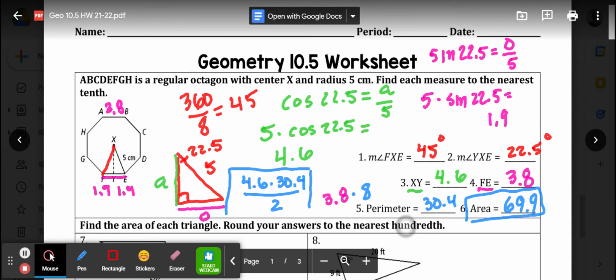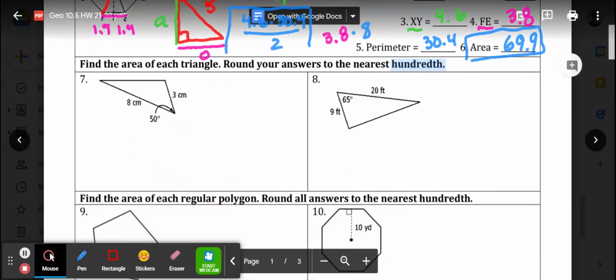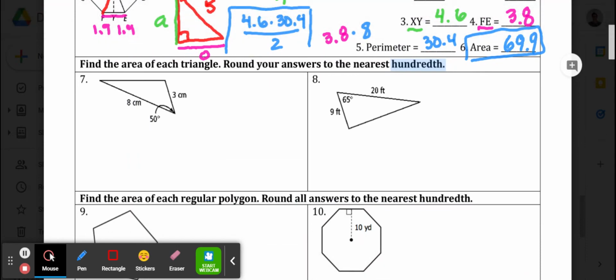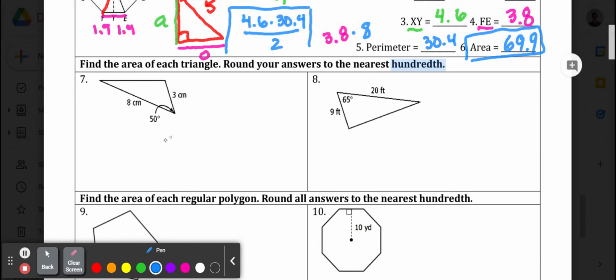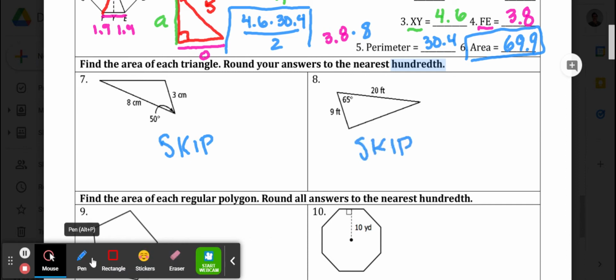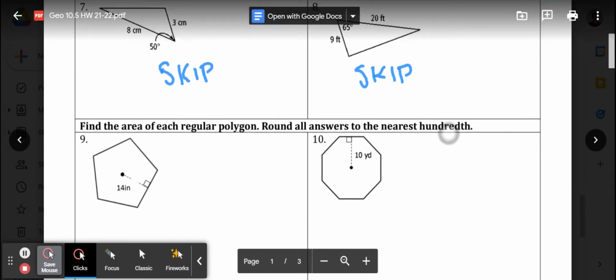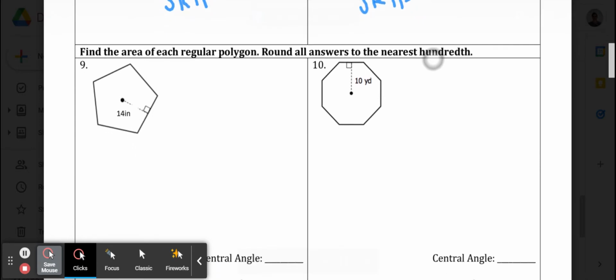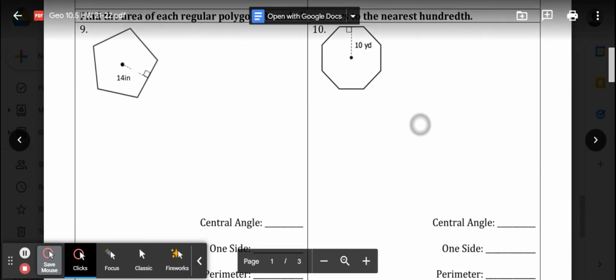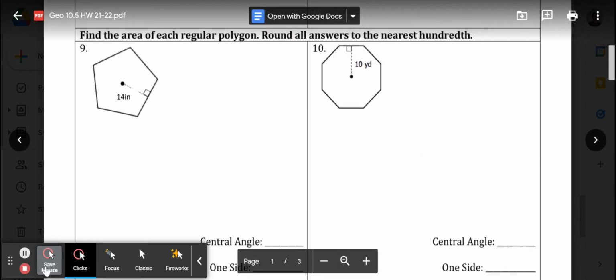Okay, let's go to the next problem. All right, so I kind of skipped these two in our video notes, so we're going to go ahead and skip those two, which makes life go a little bit faster. But those are pretty easy. It's just a formula, but we'll go over it another time. These are the ones that are much more important.